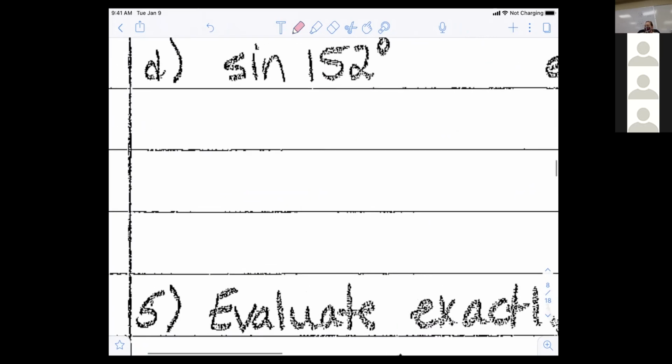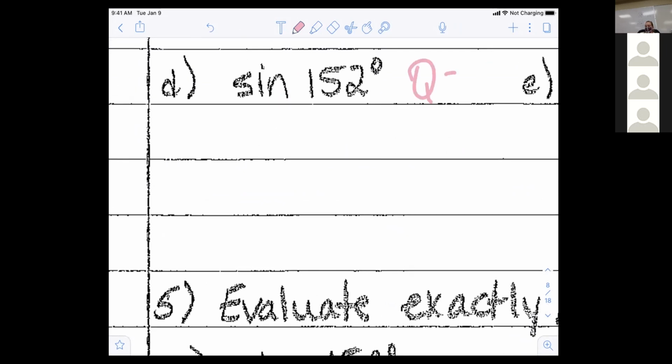Okay. Sine of 152. What quadrant is 152 going to be in? Quadrant 2. Is sine positive or negative in quadrant 2? Positive. That's it. The end.